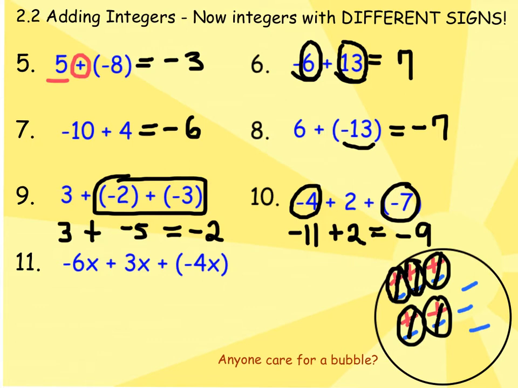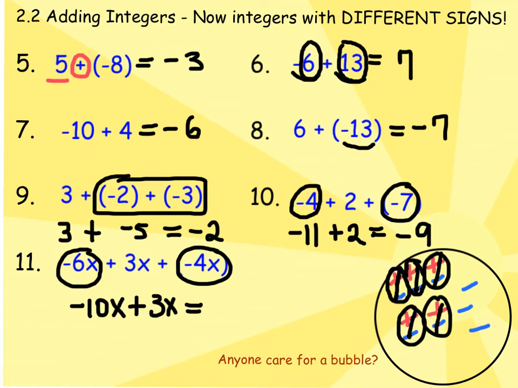So if I count up my total number of negative terms, -6x plus -4x makes -10x. And now I have to take -10 plus 3, which is -7. And then since we're talking about terms with an x, that means we put an x in our answer.